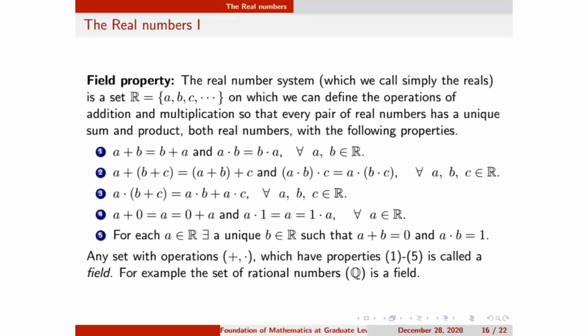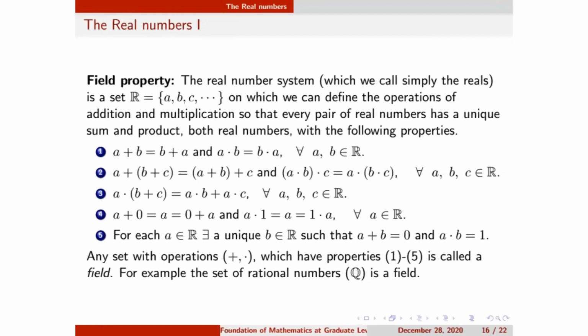The first property is called the commutative property. In this property, a plus b is equal to b plus a, meaning if I add two elements, I will not care about the order in which I am adding. If I add 2 to 3, I'll get 5. If I add 3 to 2, again I'll get 5. So order doesn't affect the addition in the case of real numbers. Similarly, in the case of product, if I multiply 2 by 3 or 3 by 2, I'll get 6 only. So this is called the commutative property.